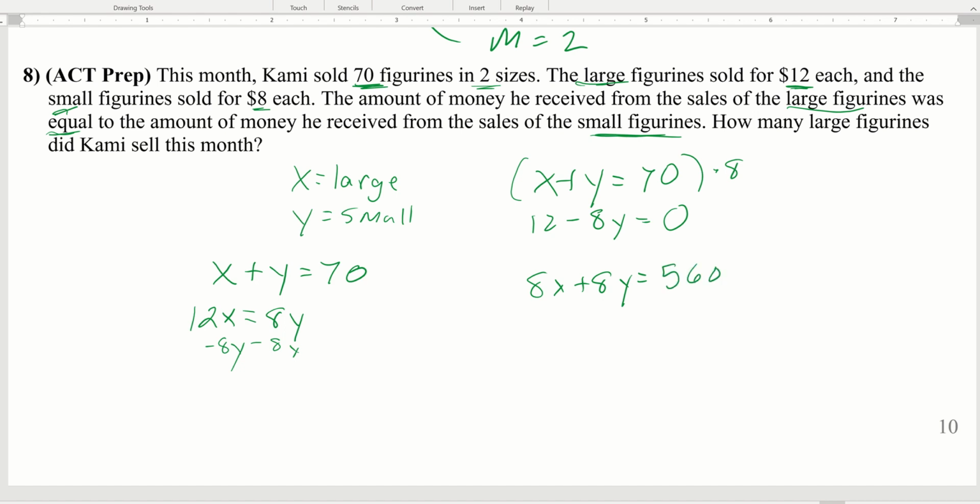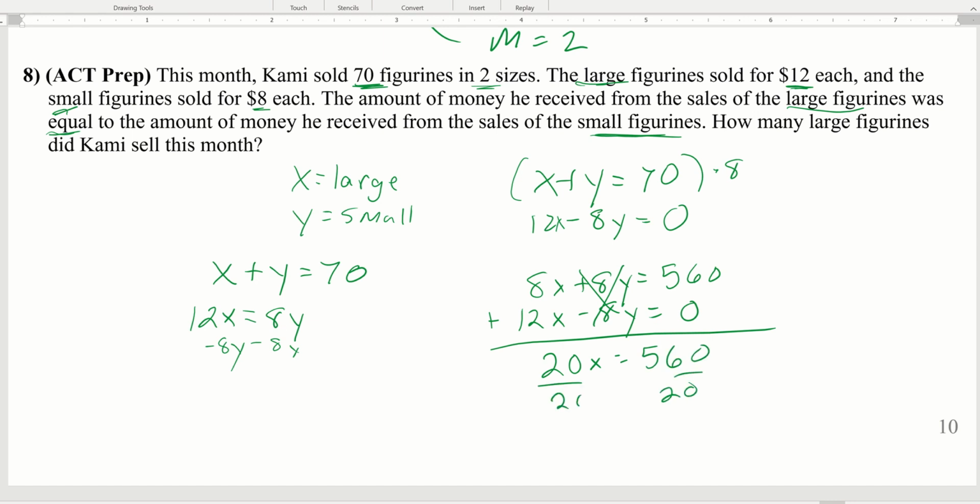And so this is 12x. So this is now 12x minus 8y is equal to 0. We didn't do anything to the bottom equation. We add them together. These guys cancel, so we have 20x is equal to 560. Divide by 20. So x comes out to be 28. And then go back and plug this into either one. I would probably plug it into this guy and figure out your y value. Okay? Thanks a lot for watching.